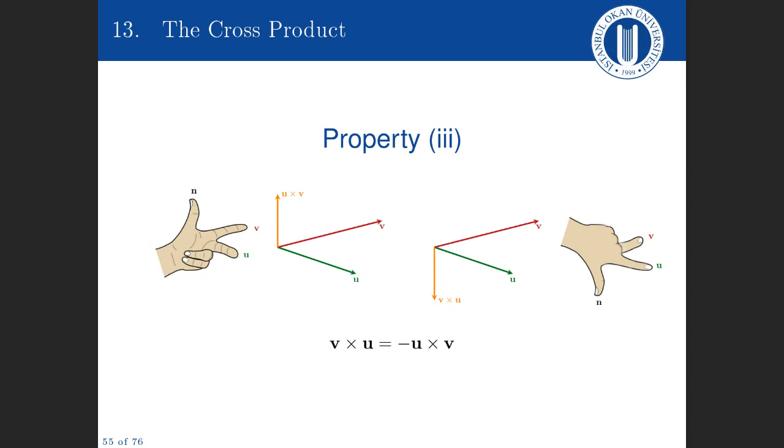Now let's suppose instead we're looking at the picture on the right. Let's suppose we're doing v cross u. And now we need to change our hand position so that our second finger points in the direction v and our first finger points in the direction u. Where does our thumb then point? Then our thumb points downwards. In this picture, v cross u must point downwards. That's why v cross u is minus u cross v. These two vectors have the same norm, but one vector points in the opposite direction from the other vector.